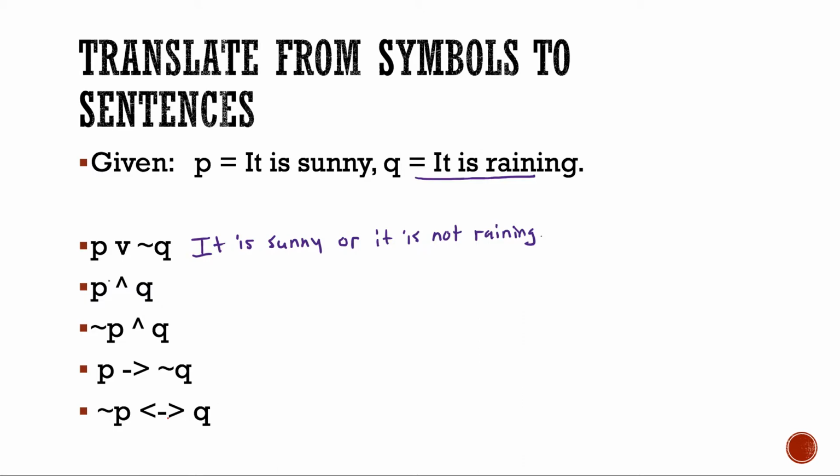For the next one, I'll begin with the P. And again, the P is it is sunny. So I'm going to write that down. I'm going to write down my connective, which is the and. And then I'm going to write the Q statement. So the Q statement is it is raining. So we have it is sunny and it is raining.